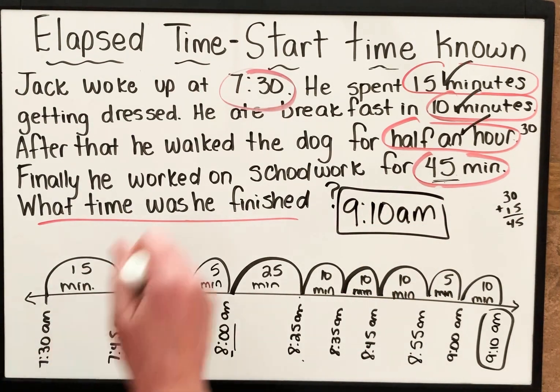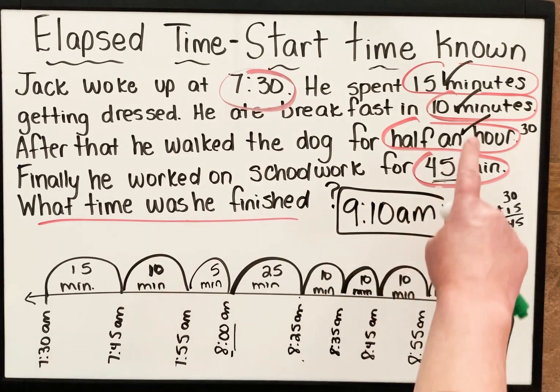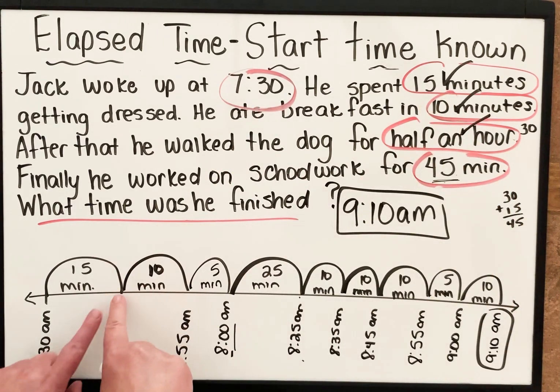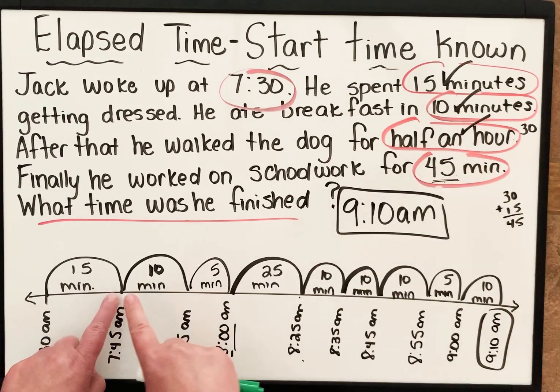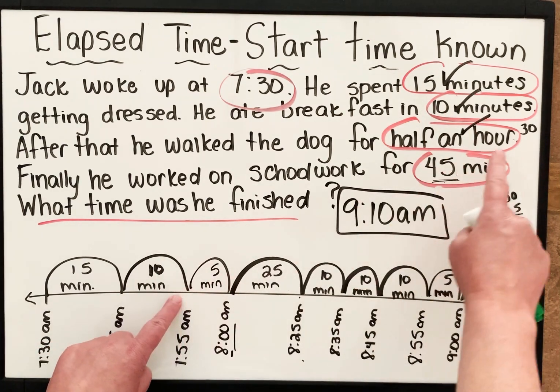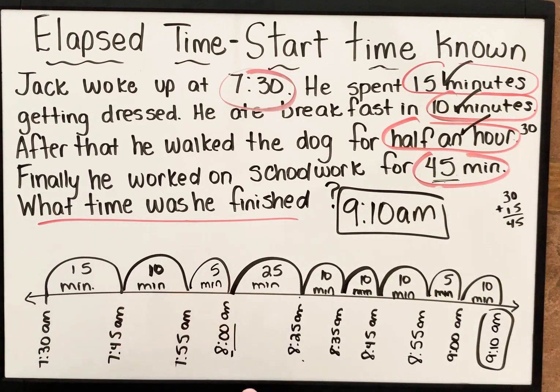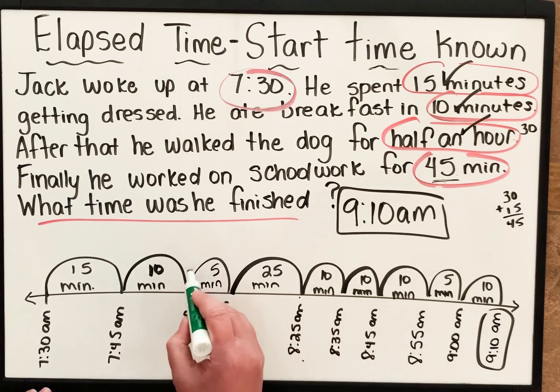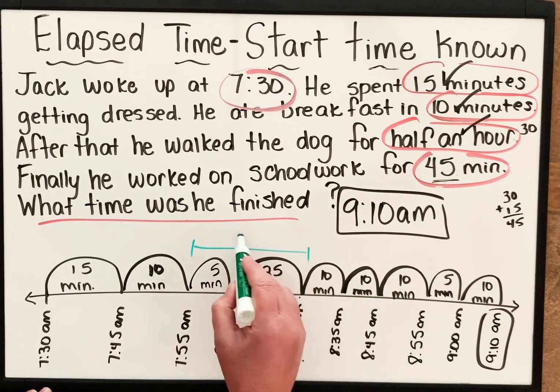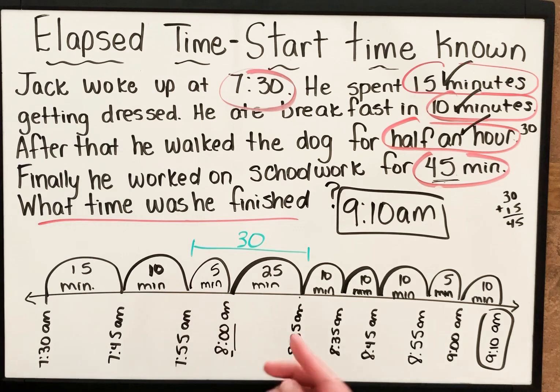Okay, let's just review quickly. We started with our start time here. We did our 15-minute jump here for 15 minutes. We did our 10-minute jump here. Now half an hour is 30 minutes. So here I made my 30 minutes work. Here's my 30 minutes right here. That's my 30 minutes, but I made those numbers work for me. I decomposed that 30 because I was 5 minutes away from 8 o'clock. So I did my jump of 5, and then I knew I had 25 more to do.